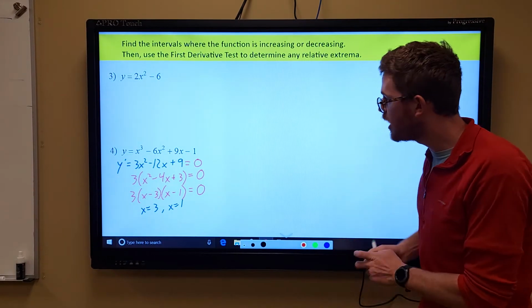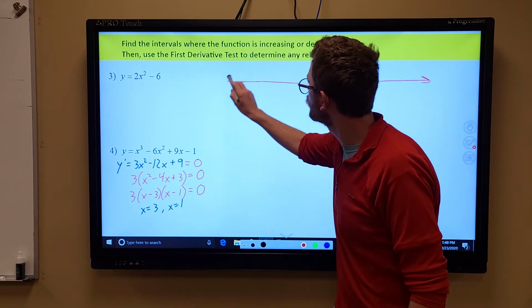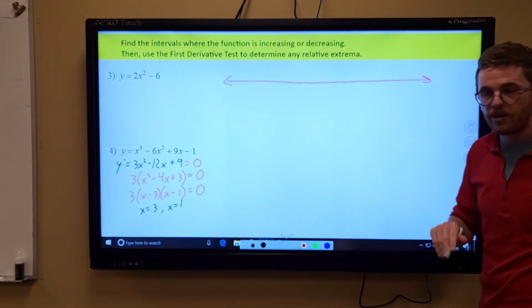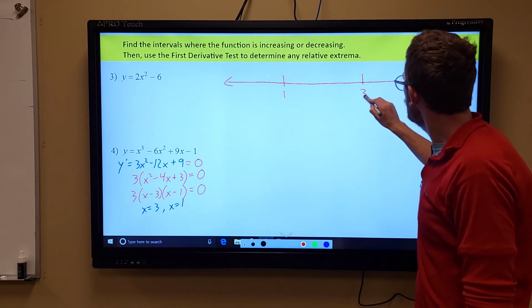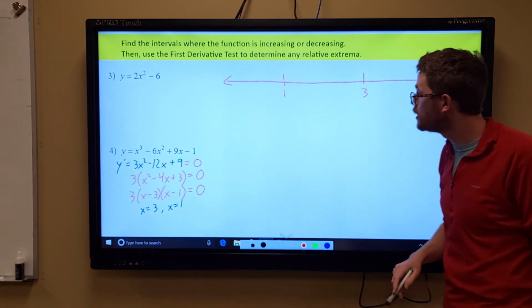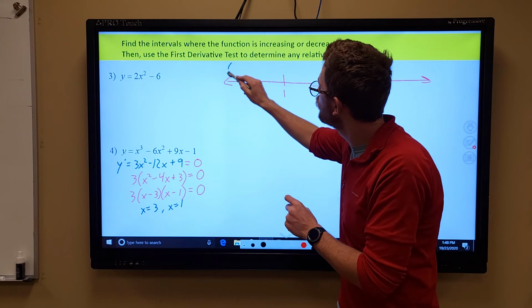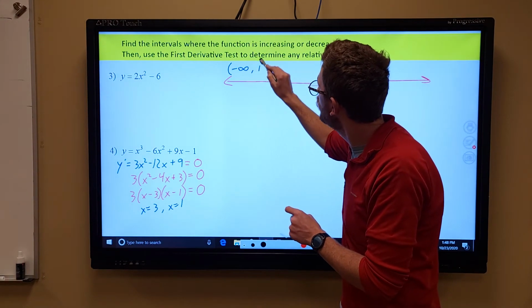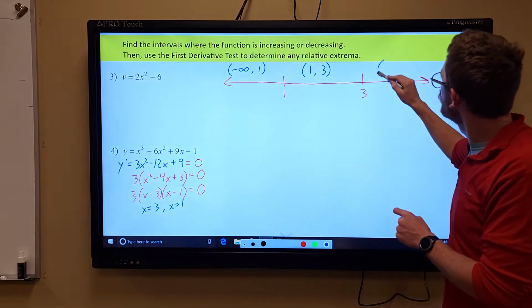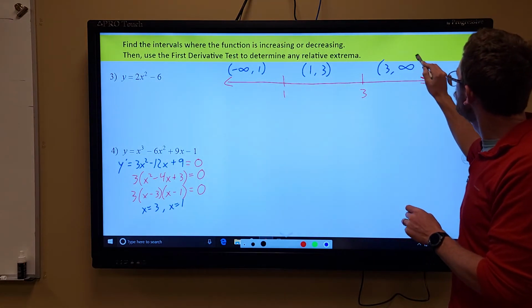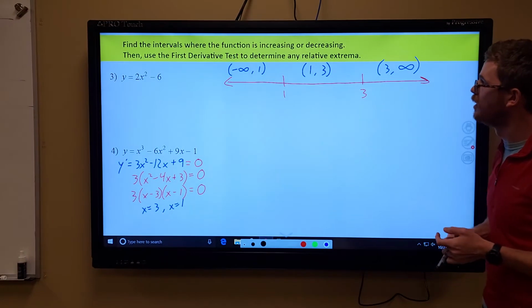So we're taking those values, the x equals 1, the x equals 3, on a giant number line, so I have plenty of room to play around. Slapping my 1, slapping my 3 on here, and thinking about the intervals. I have an interval from negative infinity to 1, an interval from 1 to 3, and an interval from 3 to infinity. And I'm thinking about what is going on here.